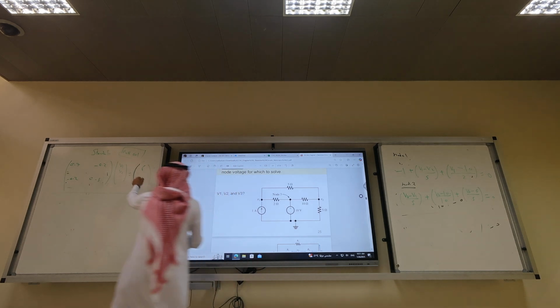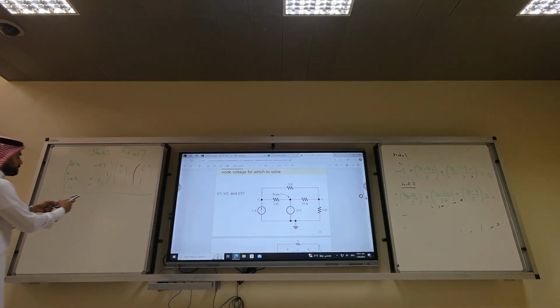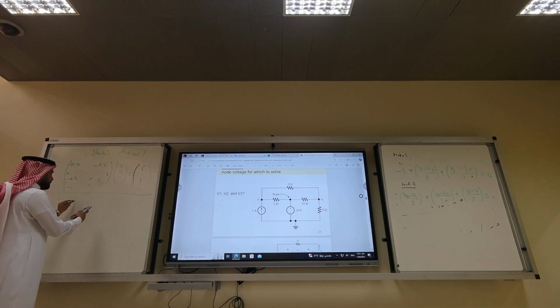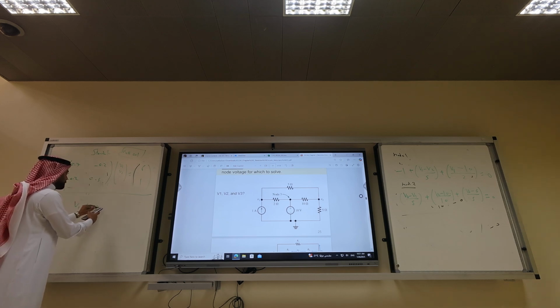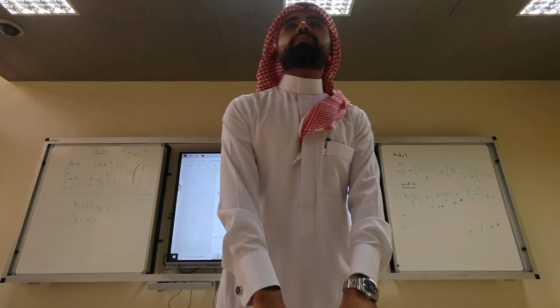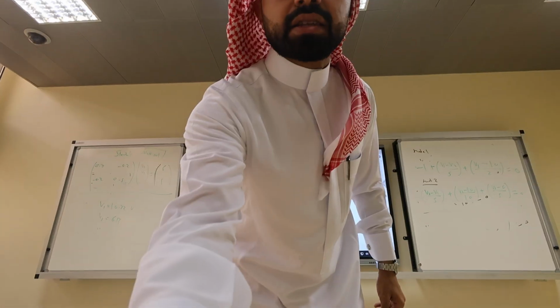Let's solve the system. The first equation, 0.7, minus 0.2, 6; minus 0.2, 0.5, 1. So what is V1? 10.32 volts. What is V2? 6.13. Any question about this example? Is it clear? I'll stop the recording.